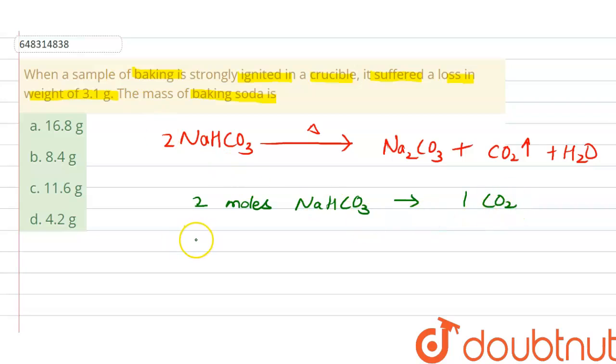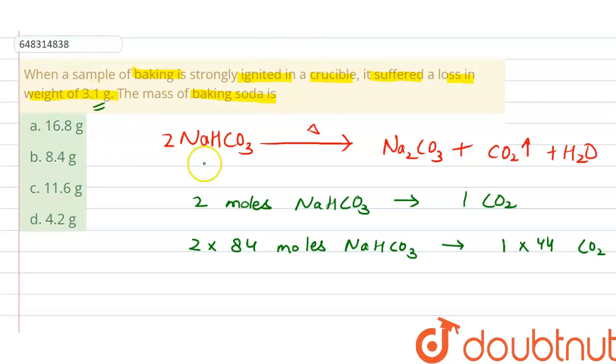We can also write it as 2 into 84 grams of NaHCO3 gives 1 into 44 grams of CO2. Since we need to find out this weight loss of 3.1 gram, so X will give 3.1 gram. On cross multiplying it, we can get our desired answer.